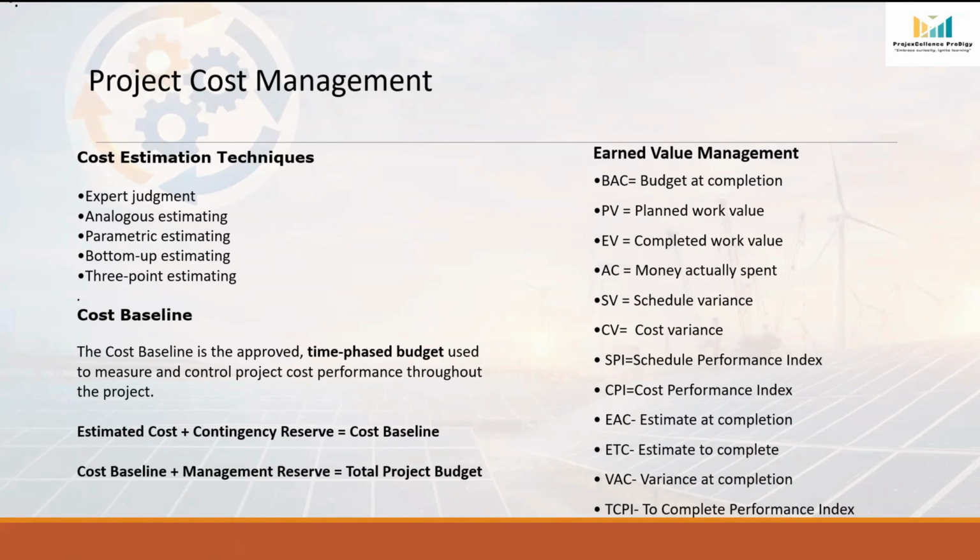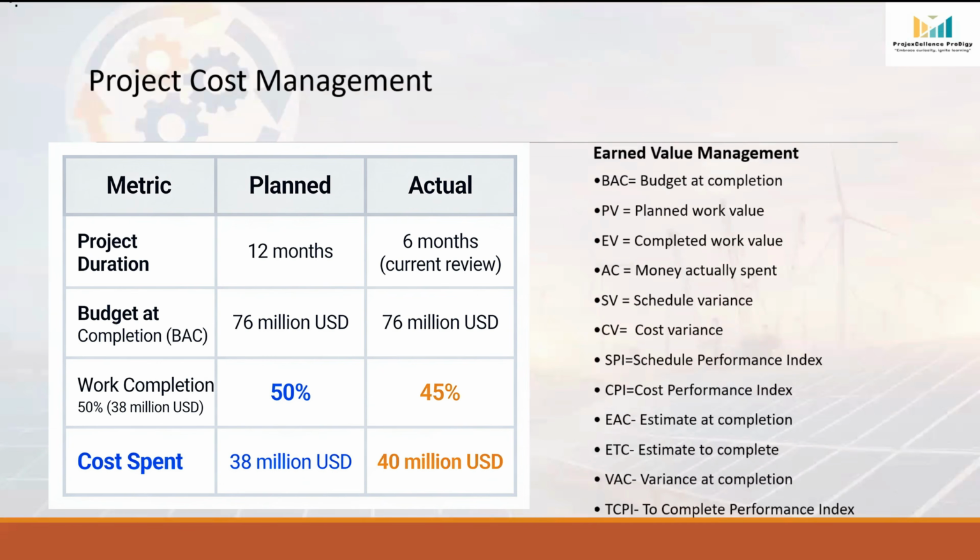Now comes another important topic in project cost management, which is earned value management, or simply EVM. Instead of memorizing formulas for these terms, let's understand them using our 50 megawatt power plant installation project. Suppose our project has a planned duration of 12 months and an approved cost baseline, which is also called the budget at completion or BAC, of 76 million US dollars.